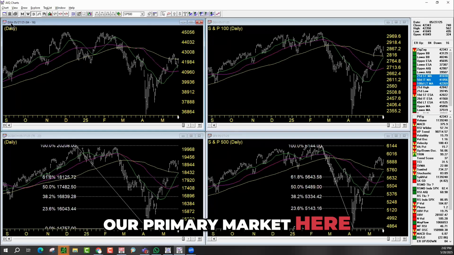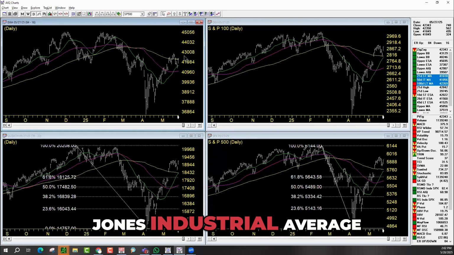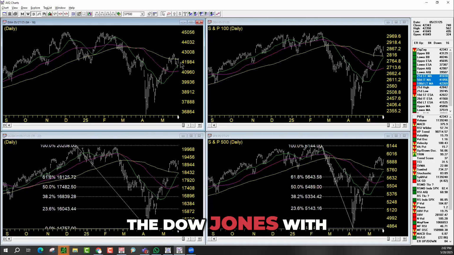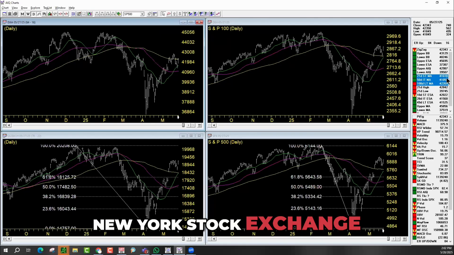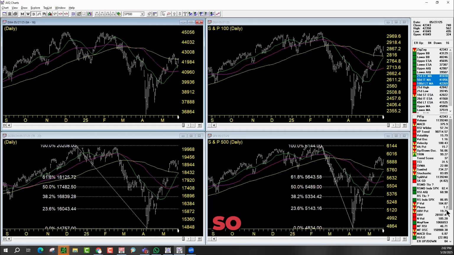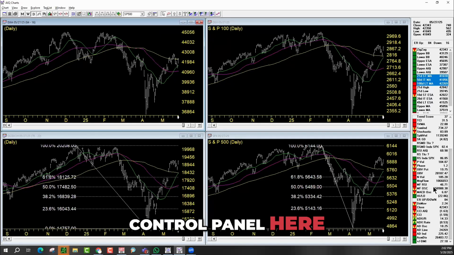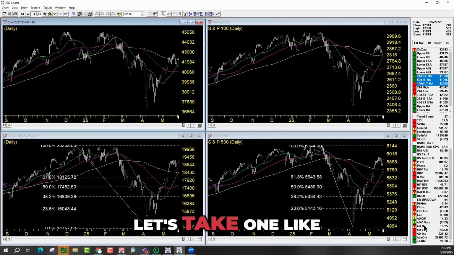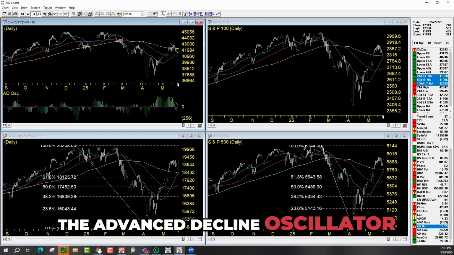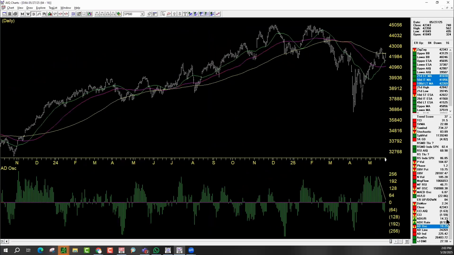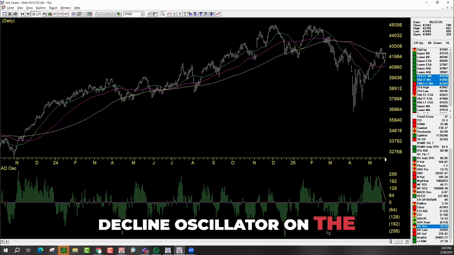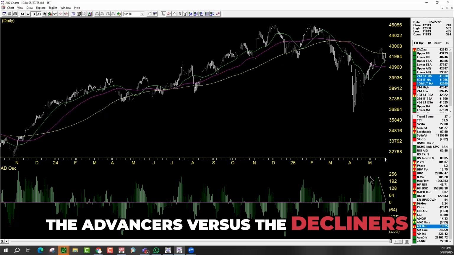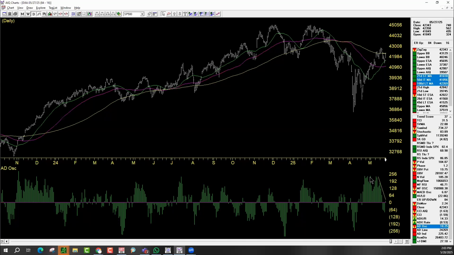This is actually the four areas that we have keyed into our market area charting. Our primary market here is DJIA, which is the Dow Jones Industrial Average, which combines just the regular price chart of the Dow Jones with New York Stock Exchange breadth data. So for example, down here in my control panel, I have a bunch of technical indicators that I can apply to a chart. Let's take one like the advance decline oscillator. This is the advance decline oscillator on the New York Stock Exchange, every single day the advances versus the decliners put together to create an oscillator.